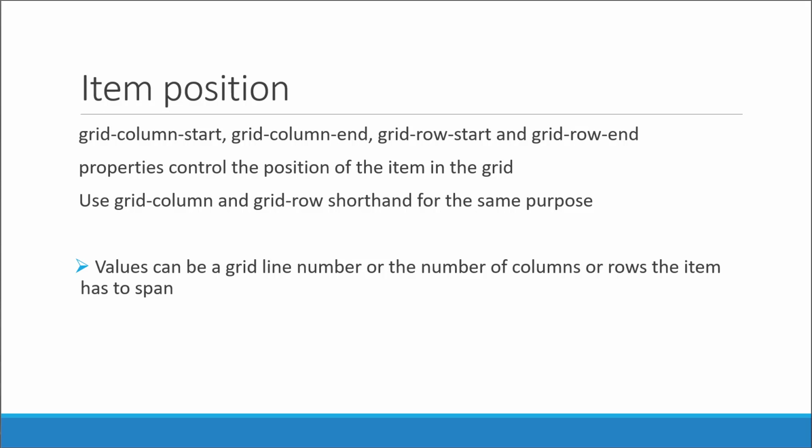So the grid column start, grid column end, grid row start, and grid row end properties control the position of the item in the grid. You can also make use of the grid column and grid row shorthand for the same purpose. Values can be a grid line number or the number of columns or rows the item has to span.